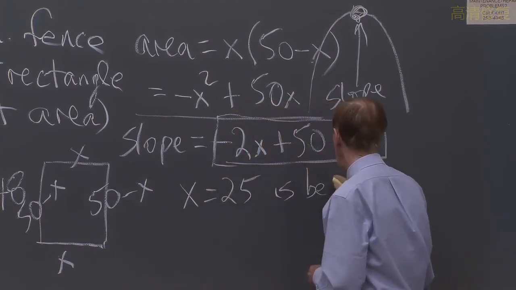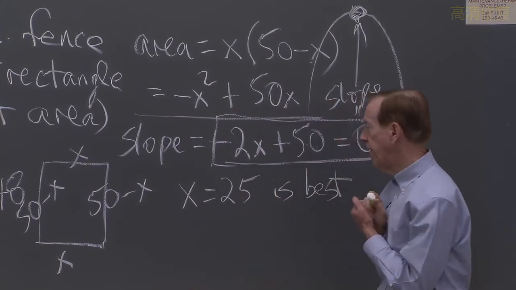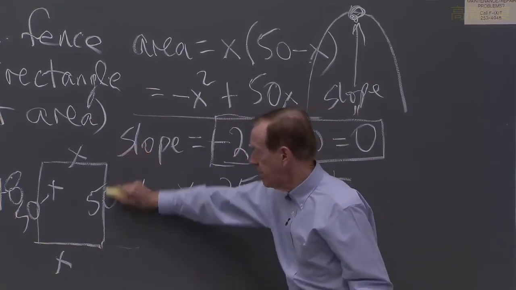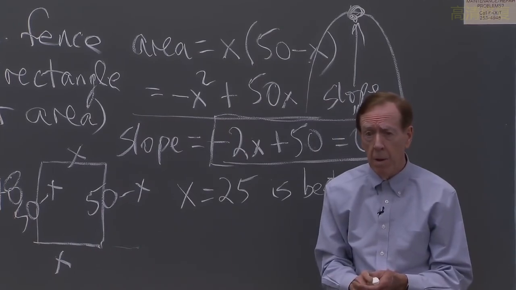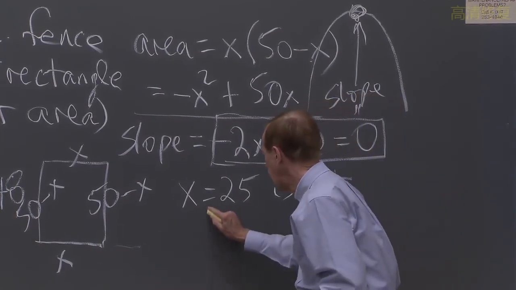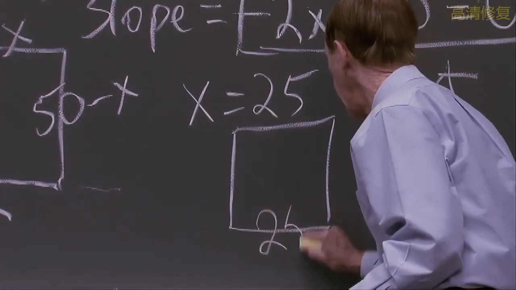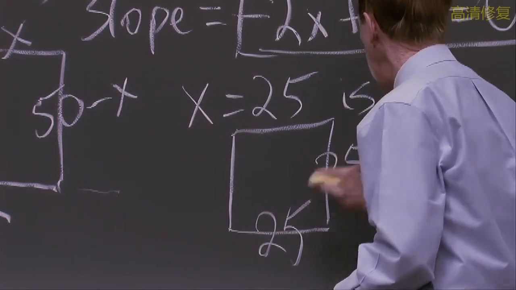And what do we see? What's the picture look like when x is 25? If that's 25, then 50 minus 25, this is also 25. We're getting a square now. This square here is 25 each way. 25, 25. And the area?